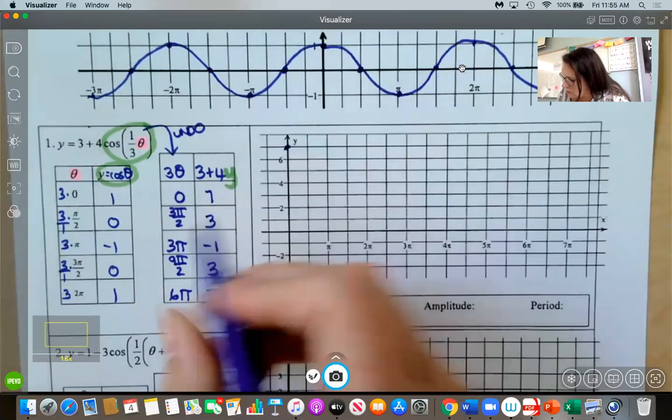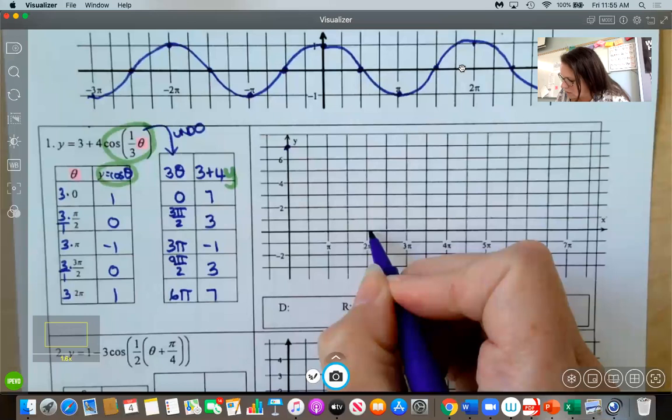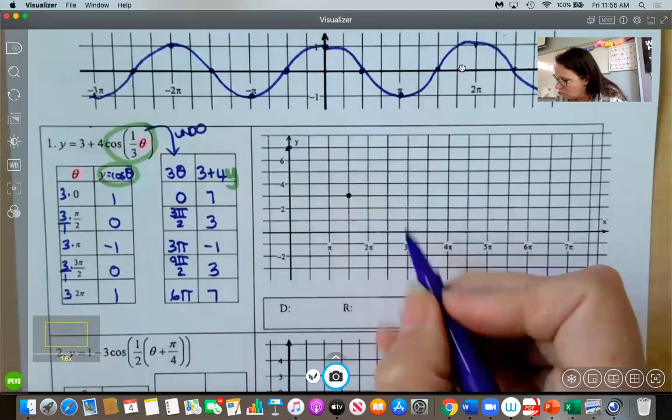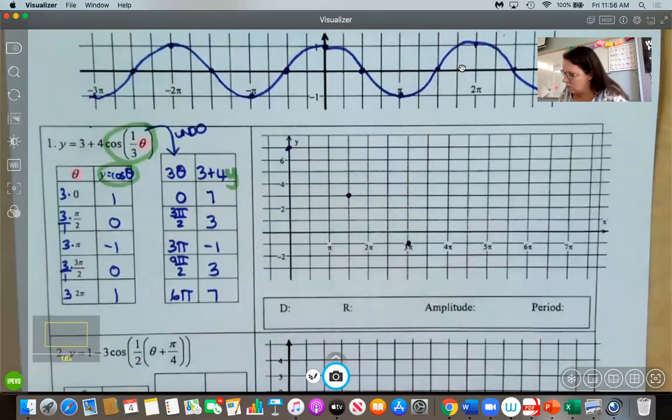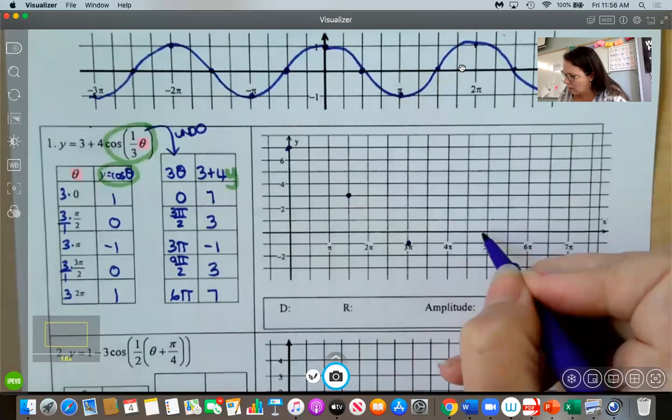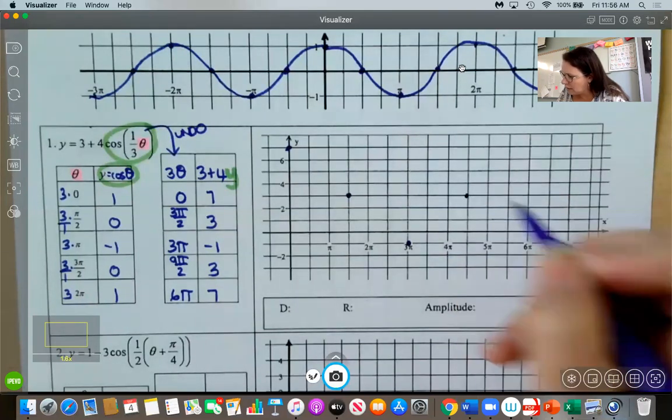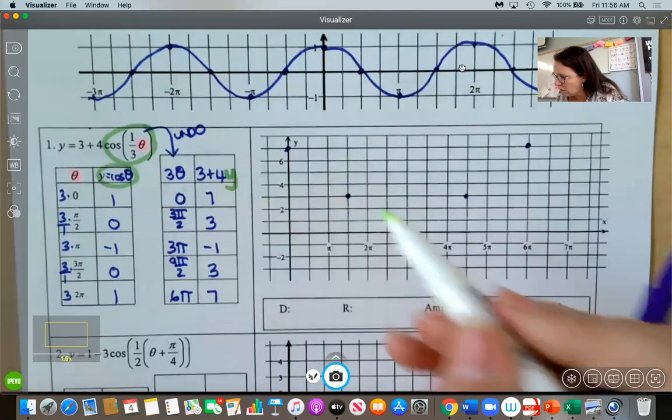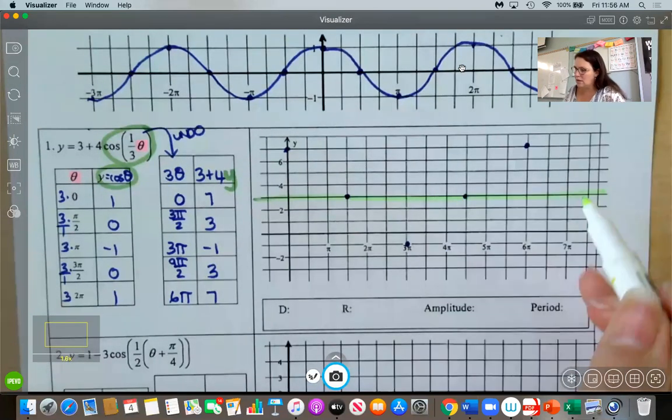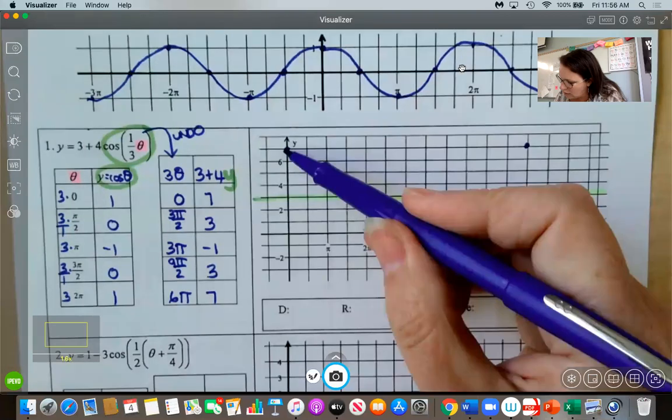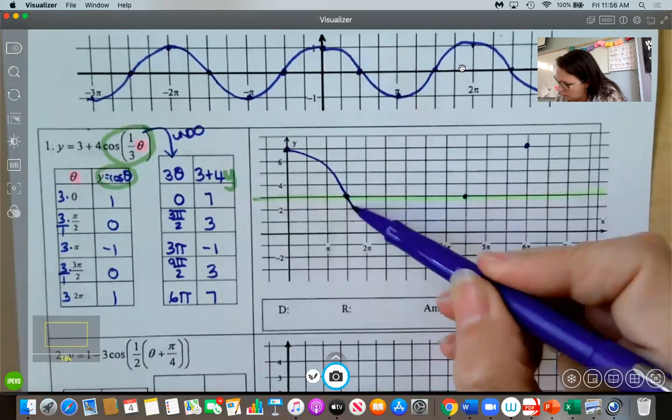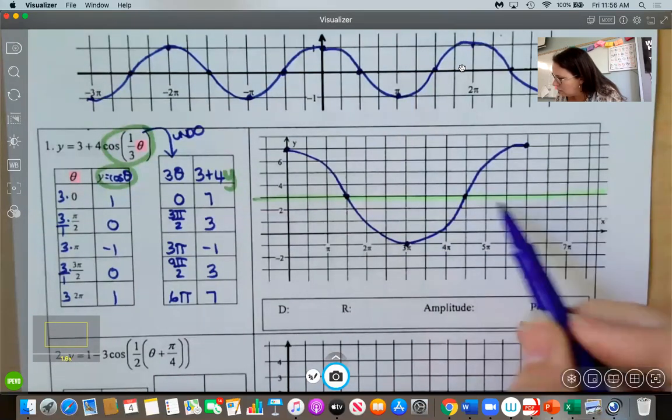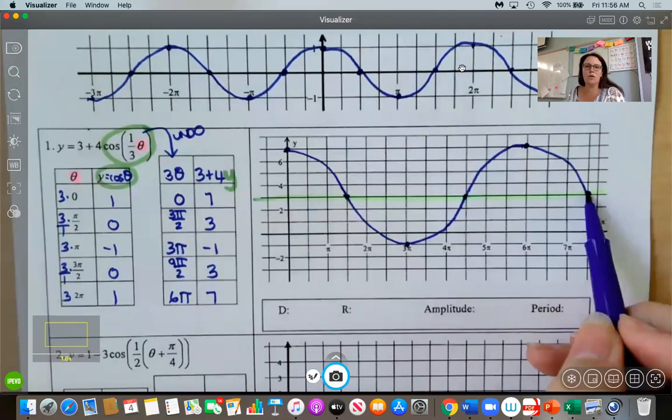3 pi over 2 is halfway between pi and 2 pi, so that's going to be right there. 3 pi is -1. 9 pi over 2 is 4.5 pi, so it's between 4 pi and 5 pi. And then 6 pi is at 7. Sometimes with the cosine function, it's helpful to draw your midline in at this point. Then you want to draw these nice and curvy. Make this part look like a U and then curve it that way. And then it's going to end up going back down to your midline right there. You want to fill out the whole coordinate plane.